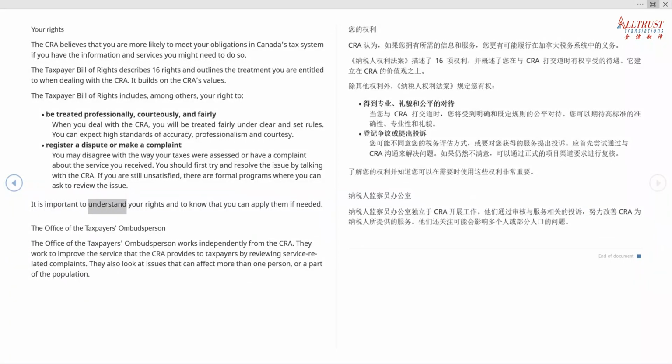It is important to understand your rights and to know that you can apply them if needed. The Office of the Taxpayer's Ombudsperson. The Office of the Taxpayer's Ombudsperson works independently from the CRA. They work to improve the service that the CRA provides to taxpayers by reviewing service-related complaints. They also look at issues that can affect more than one person, or a part of the population.